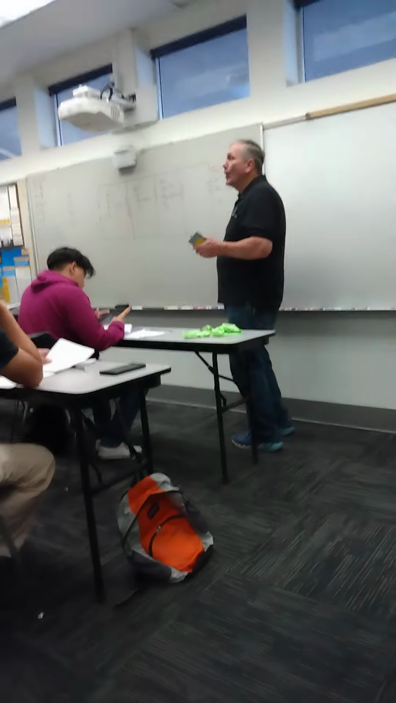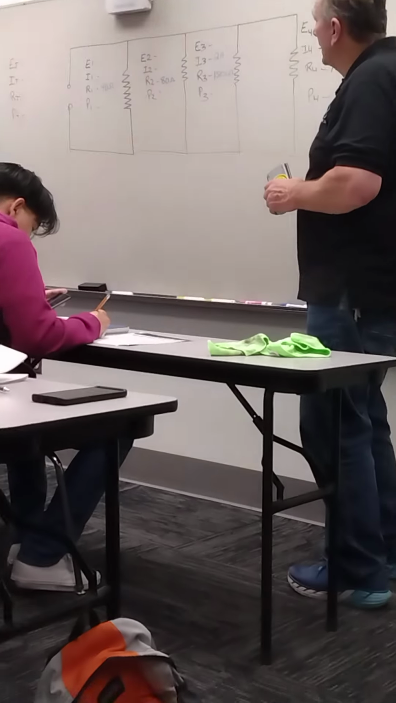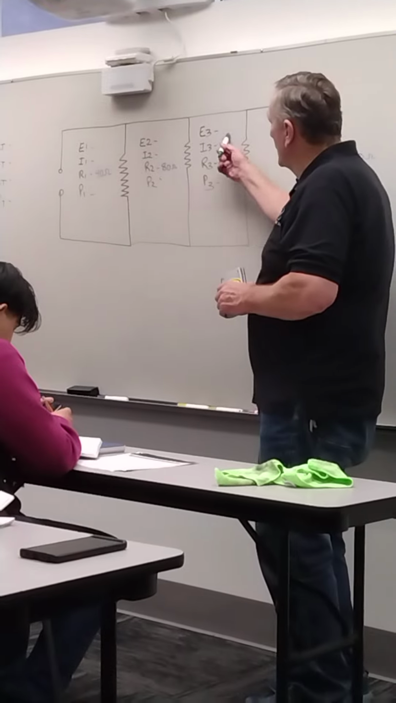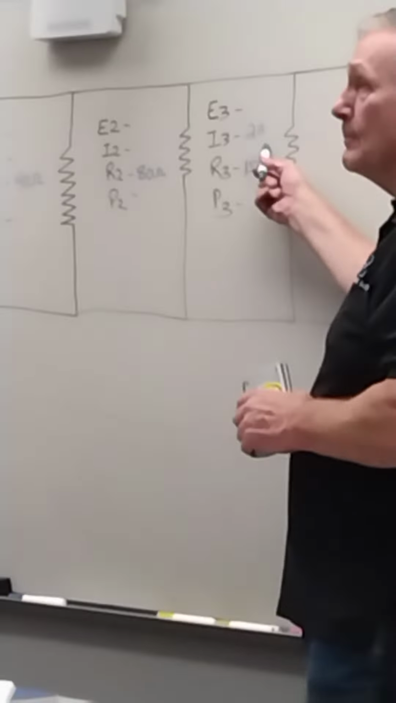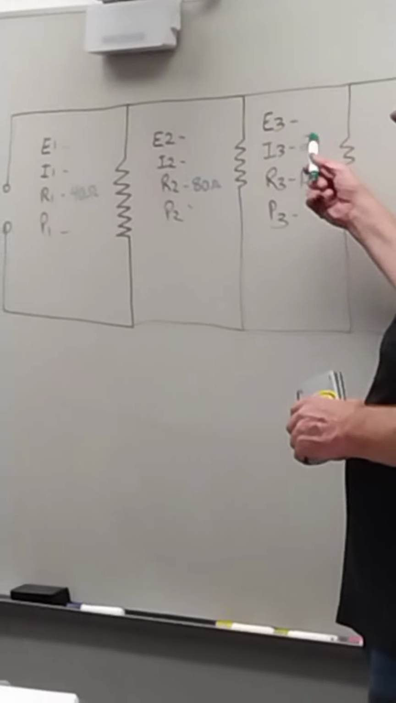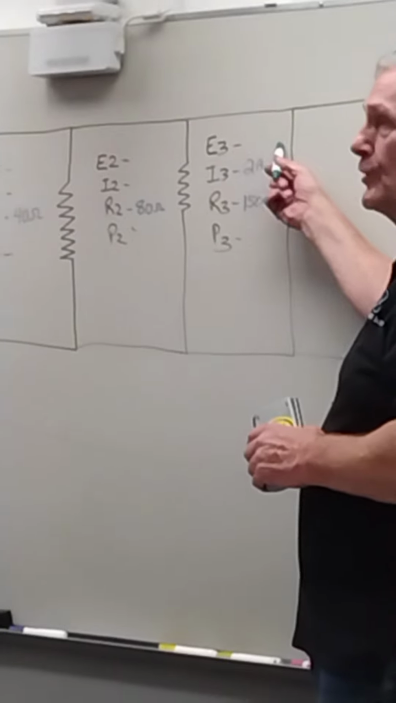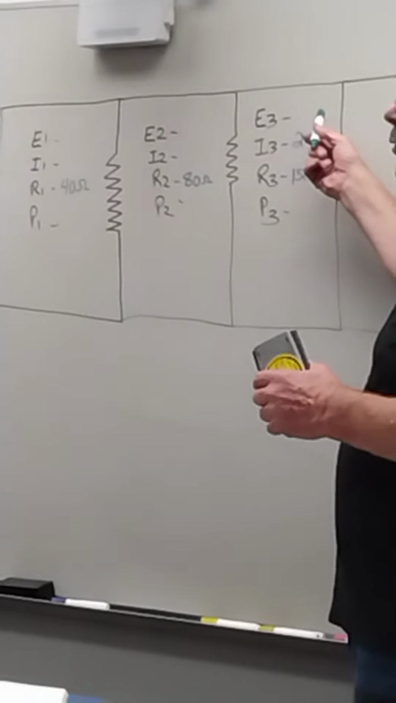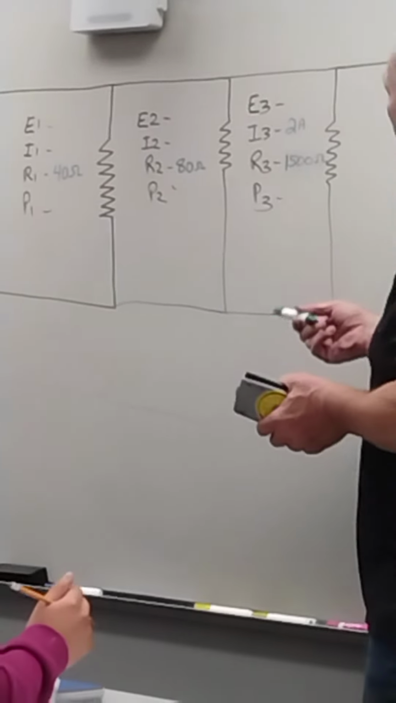We could solve for our total first, and that's fine and dandy. But I have two values here in this load. I've got 1500 ohms and I have 2 amps. Now, I can find the voltage in this branch, and in a parallel circuit, finding voltage is critical because whatever the voltage is on this branch, it's the same throughout the circuit.